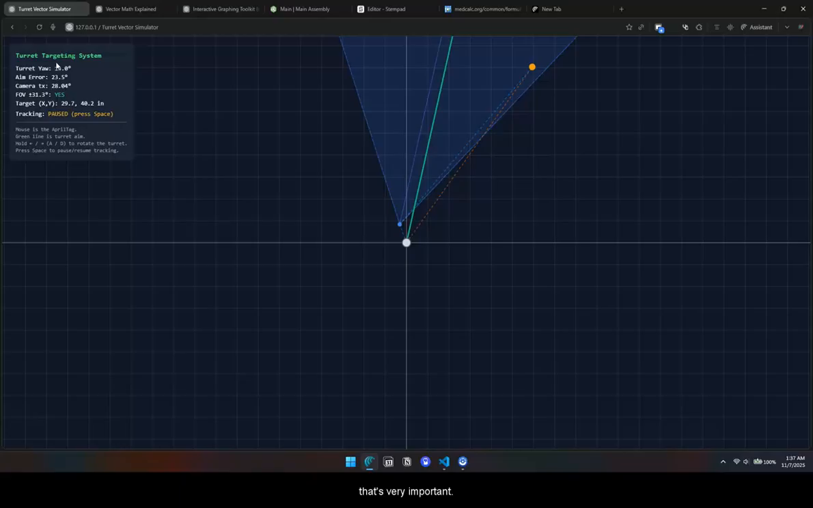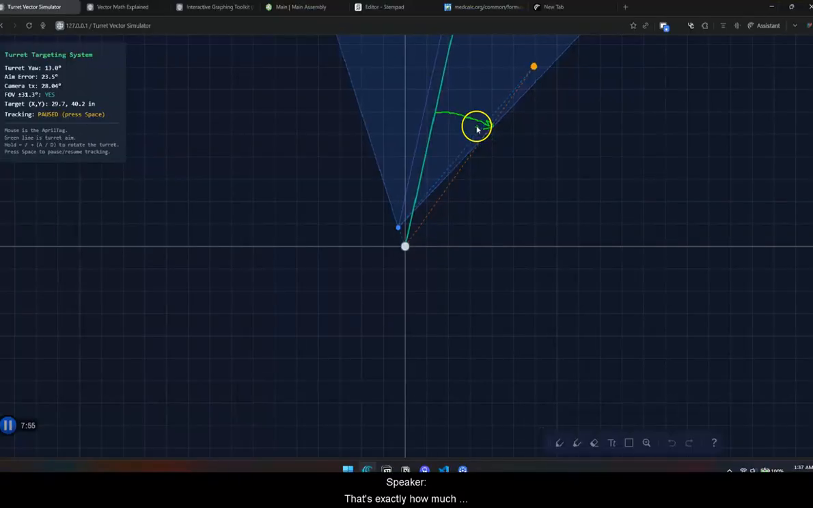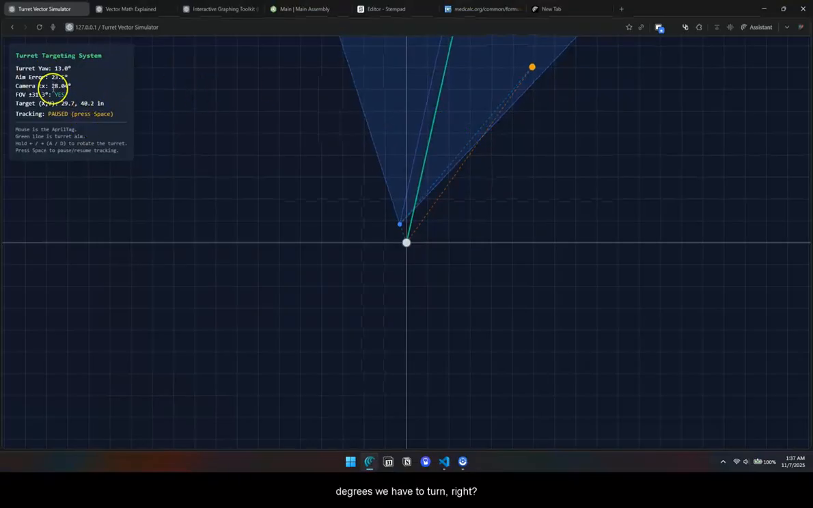That's very important. That's exactly how much degrees we had to turn to make sure that our arm reaches the April tag. That's exactly how much degrees we had to turn, right? Camera TX is what the camera, like our Limelight, would give us. Okay. So that's basically the simulation.